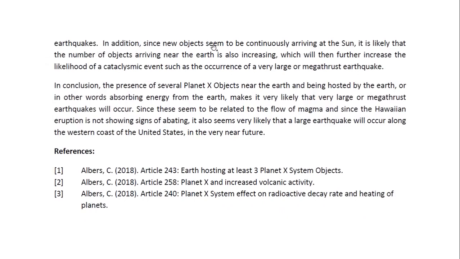In addition, since new objects seem to be continuously arriving at the sun, it is likely that the number of objects arriving near the Earth is also increasing, which will then further increase the likelihood of a cataclysmic event such as the occurrence of a very large or megathrust earthquake. In conclusion, the presence of several Planet X objects near the Earth and being hosted by the Earth, or in other words, absorbing energy from the Earth, makes it very likely that very large or megathrust earthquakes will occur.